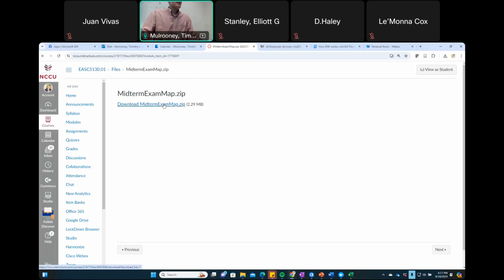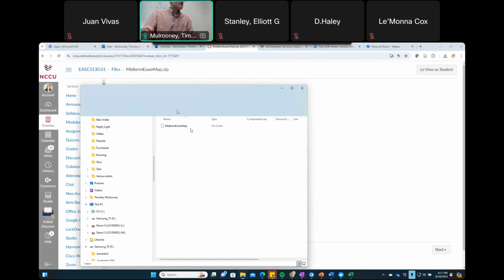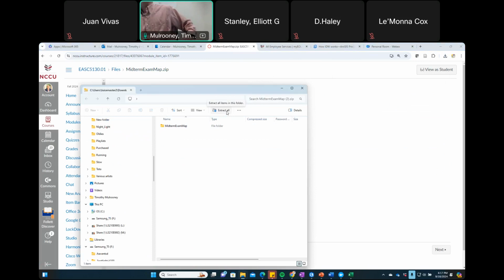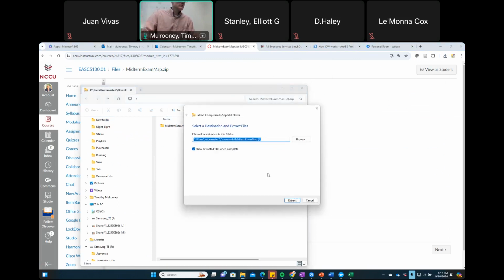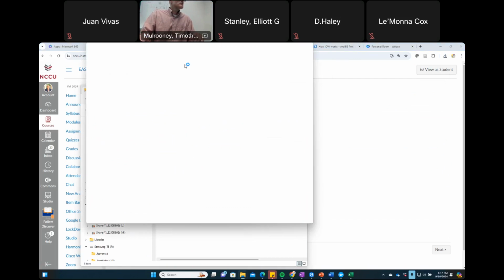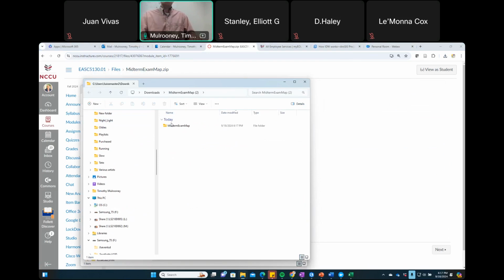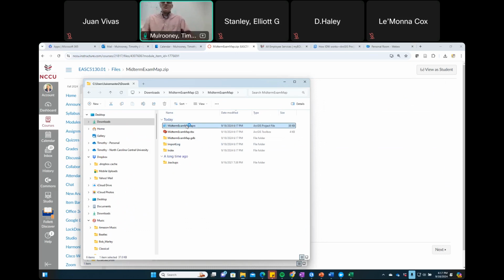We'll download the map and then make sure we unzip it. So this is where this stores mine here. Midterm map. Make sure when I click on that zip file, if it says extract all, what do I need to do first? Extract all. All right, does it say extract all here? Nope, so I'm ready to go. And then this is the midterm exam map.